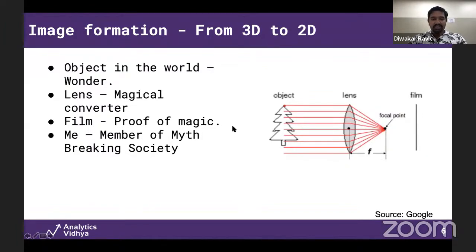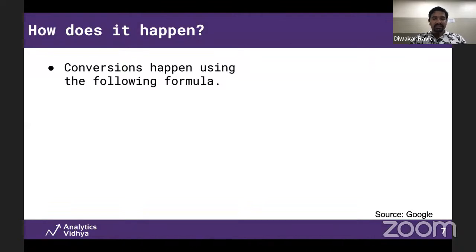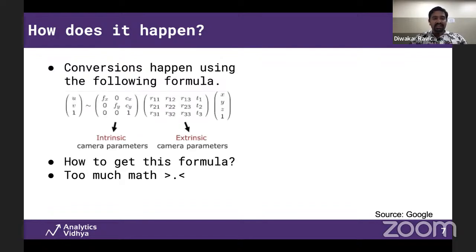Okay. So when we look at how this happens, this is where it becomes really important for us to understand a little bit of maths. The conversion happens using this formula. And how do we get this formula? Too much math, let's not derive it here and now. But there are definitely multiple ways you can go online and figure out how it is derived.